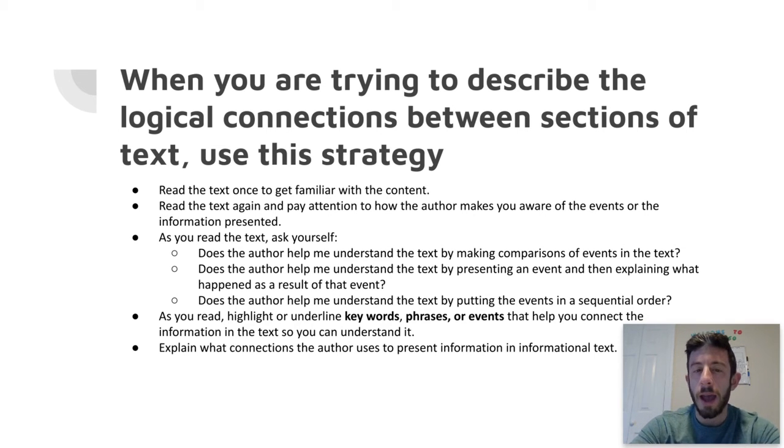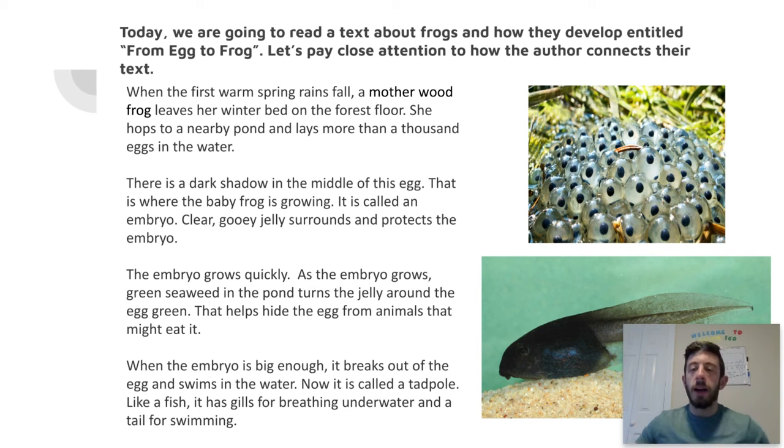So as you read the text, look for those key words that we saw in yesterday's video, right? And ask yourself, does the author help me understand the text by making comparisons of different things in the text? Does the author use cause and effect? Do they present an event and then explain what happened as a result of the event? Does the author help me understand things by putting things in an order like first, second, next, then, last? And as you read, highlight or underline those key words or phrases that help you connect the information so you can understand it.